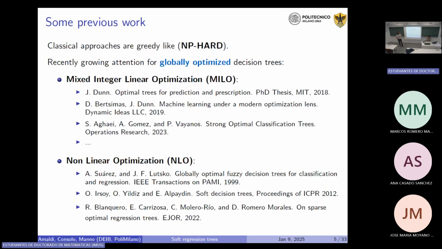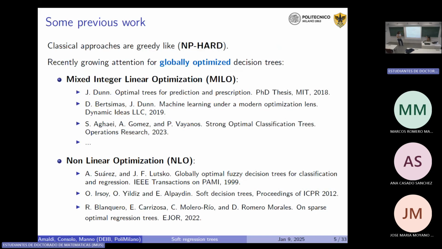I didn't mention before, but building an optimal decision tree is an NP-hard problem. In the past, several greedy approaches have been proposed. But recently, thanks to the incredible enhancement in the computational power of optimization solvers, different authors have tried to propose ways to globally optimize decision trees. We can distinguish two main approaches. The mixed integer linear optimization approach, which in general focuses on building deterministic trees, the ones that I showed you before. The main work, the state of the art, is the work of Bertsimas and Dunn for regression multivariate trees.